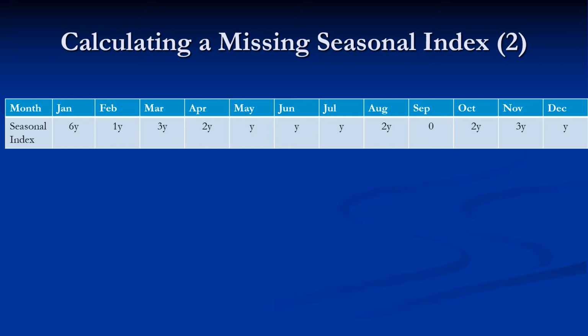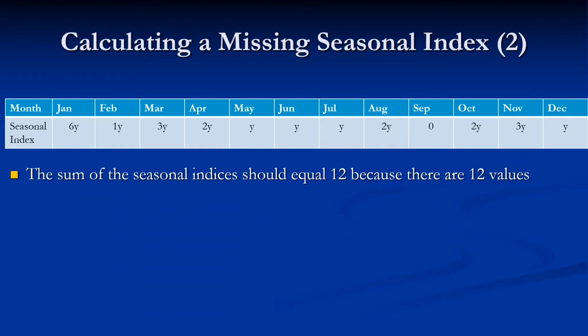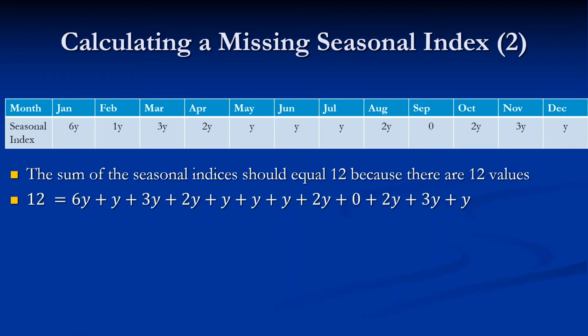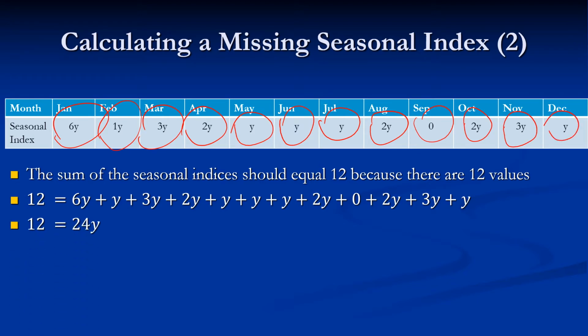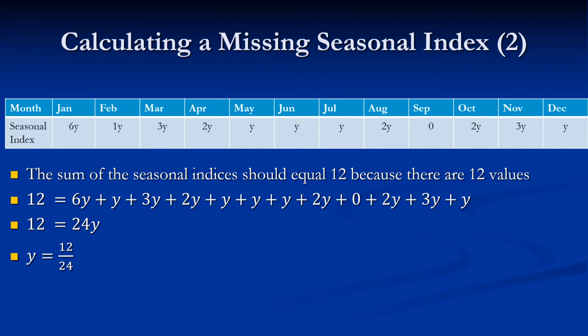In this case, we've got 12 bits of data. So the sum of the seasonal indices should equal 12 because there's 12 values. So we're saying, well, 12 equals what? 6y plus y plus 3y plus 2y plus y plus y plus y plus y plus 0 plus 2y plus 3y plus 4y. Now that should all sum up to be 24y. Now we just need to transpose the equation and move, through inverse operation, so y equals 12 over 24, therefore y equals 0.5.